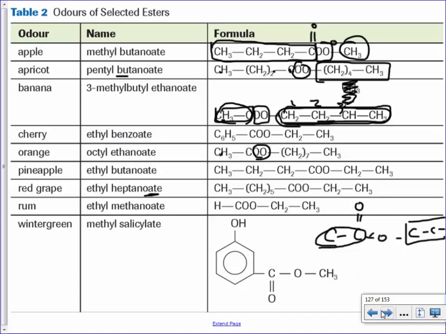How come all of the other ones end in O, A, T, E, but that one ends in Y? This one has a common name for it. Because this one's kind of hard to name because of the benzene. You wouldn't be expected to know this one's name, just so you know.